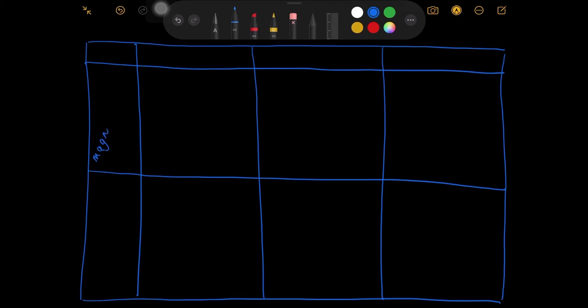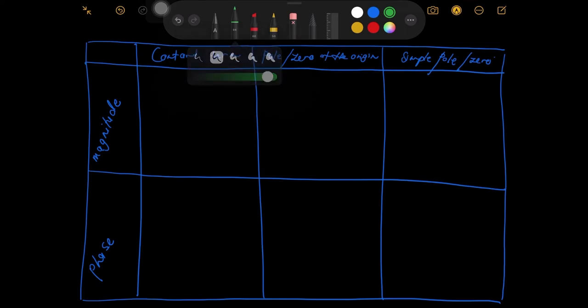Alright, for the representation of the plot for each term, I like to simplify it in a table. Like before, we have three terms: constant term, pole at the origin, and simple pole. For each of these terms, it will start with the same transfer function. From the original transfer function, you will try to form an equation that is similar to the term in this table. You will see that in the example in our next video.